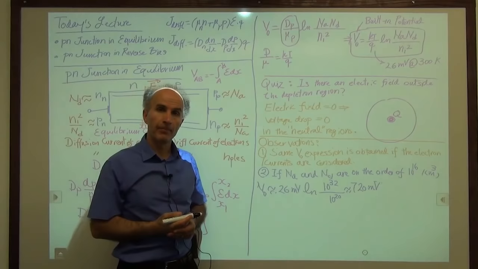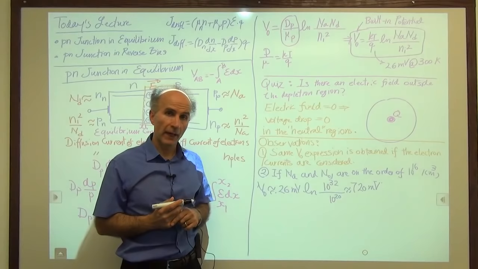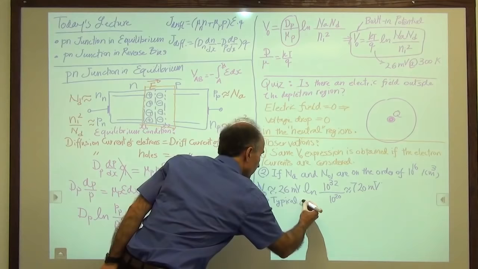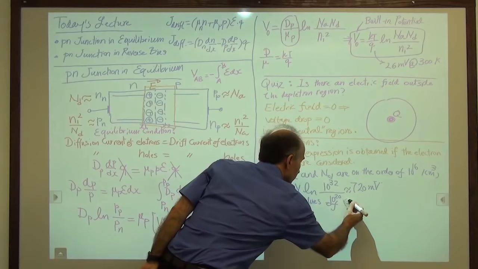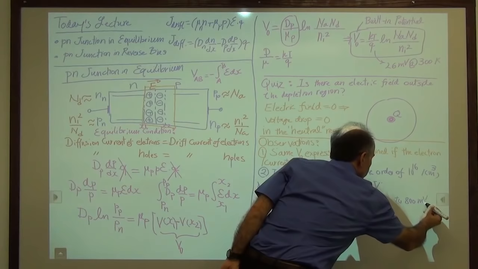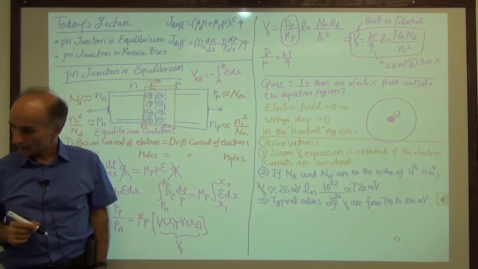So we say that in a typical case, the amount of built-in potential that a PN junction holds is around 700 to 800 millivolts. So we say typical values of V0 are from 700 to 800 millivolts. Okay, just as a rough number to keep in mind. Very well. The next observation is as follows.